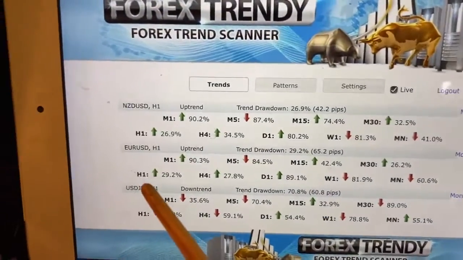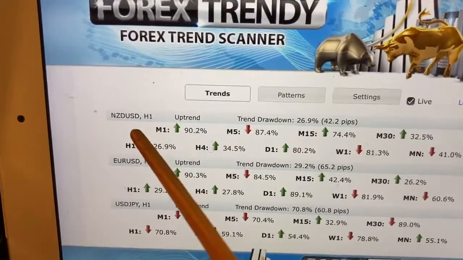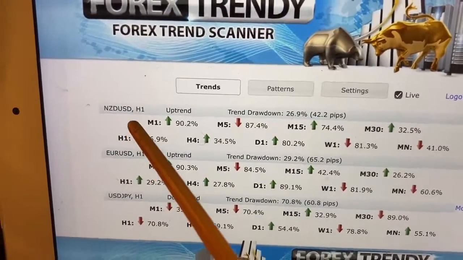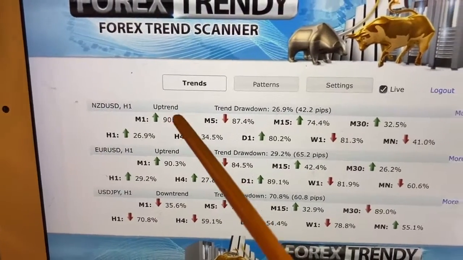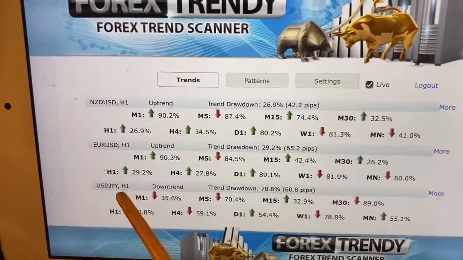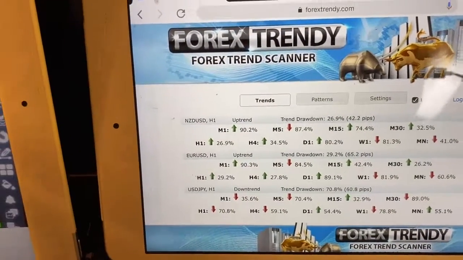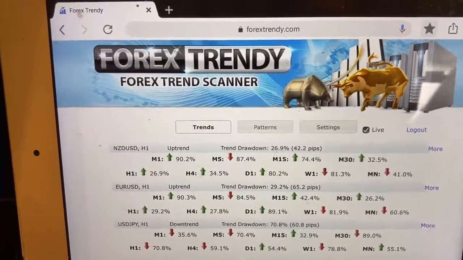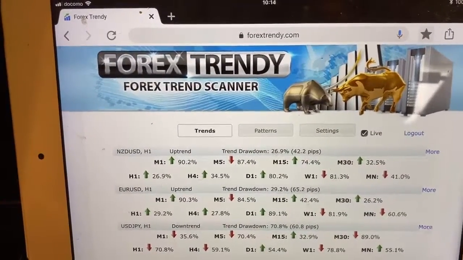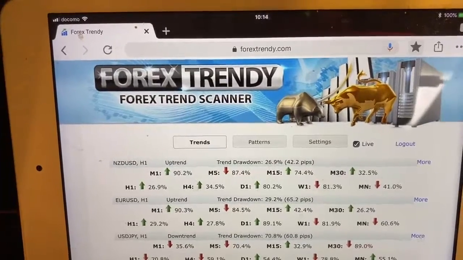Now, let us say you wake up in the day and you see this three chart that I'm looking at. Then let's forget about the NZD-USD because it's an uptrend. Let's go to UJ, which is a downtrend, or we look for something else that is a downtrend. Let's go to USD card. The U card is a downtrend.